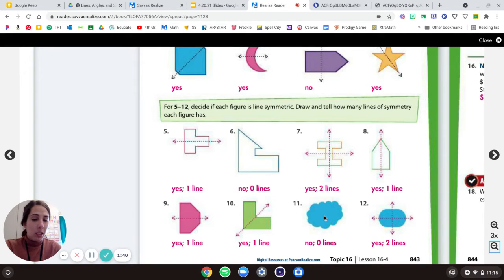Number 11 is no. None of the bubbles on the cloud match up. So 0 lines. And 12, the middle is here. So we could go through the middle this way. Yes. And through it horizontally. So yes, only 2 lines. We talked about you can't go diagonally on an oval because those sides wouldn't match up if we fold it in. We would have like a big bubble, or they wouldn't line up exactly right.